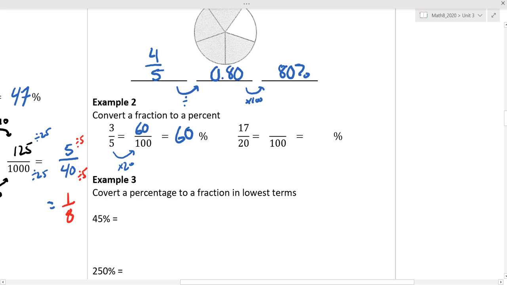Okay. Next question. 17 over 20. What is that as a fraction over 100? 85. And how did you get 85, Lachlan? I used the calculator. All right. Or I times it by 5. 20 goes into 100 5 times, so I have to multiply the top by 5. 17 times 5 is 85. As a percentage, that's the easy part, 85%.